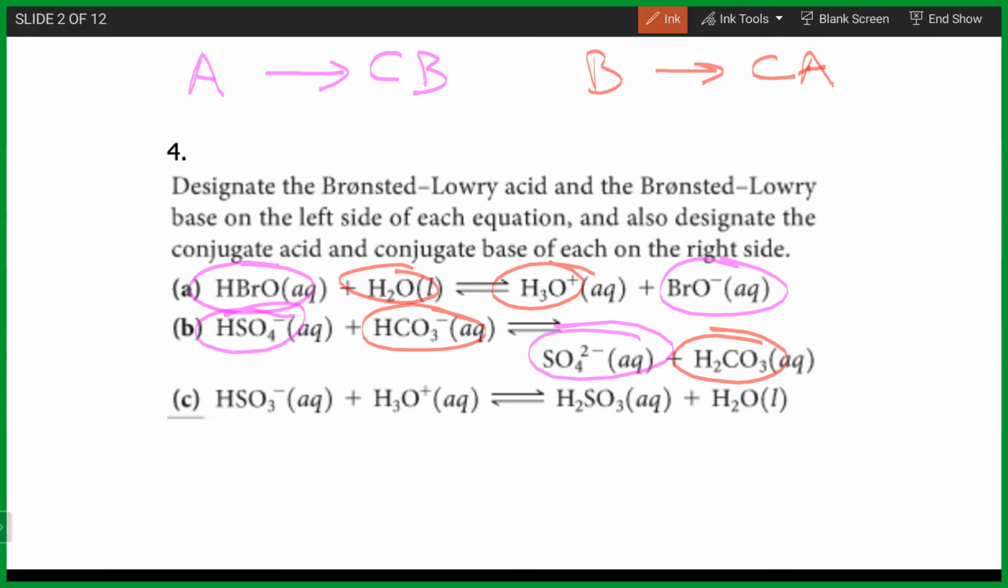And then finally, HSO3 minus with the hydronium ion. The hydronium ion in this case is going to water, so it's losing that hydrogen. So the hydronium is going to be our acid. The water is going to be our conjugate base, which means SO3 minus going to the sulfurous acid is going to be our base to our conjugate acid there.